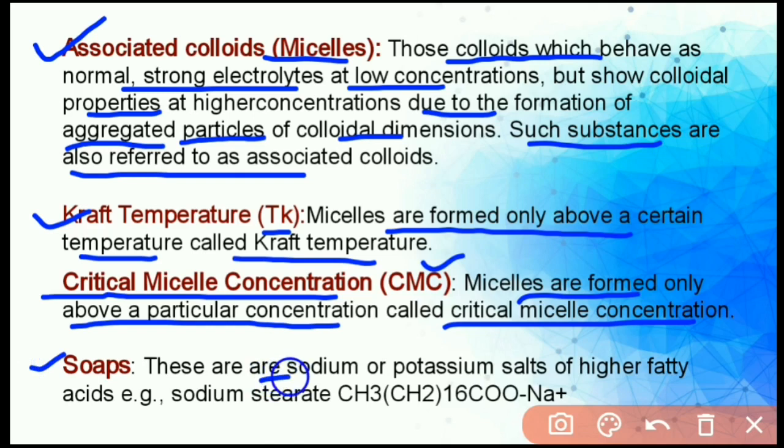Then soaps. These are the sodium or potassium salts of higher fatty acids. So for example, sodium stearate, its formula is CH3(CH2)16COO-Na+. So that is the sodium stearate molecule, an example of soap.